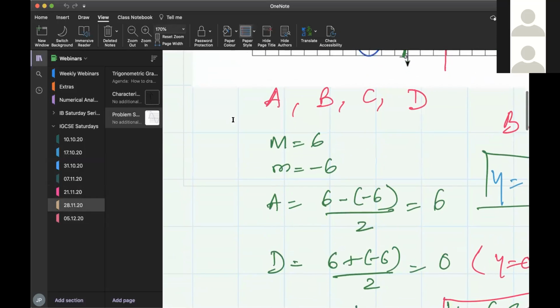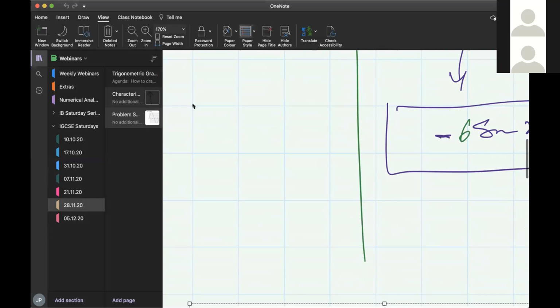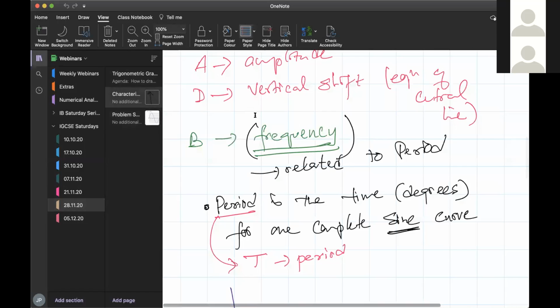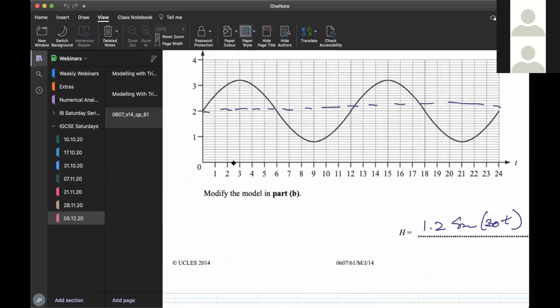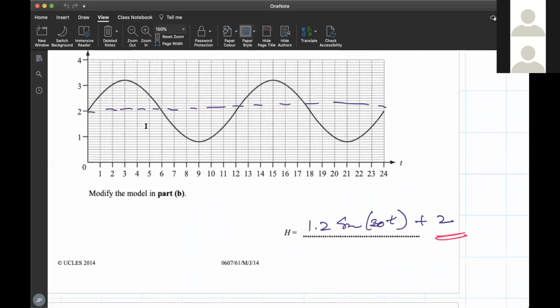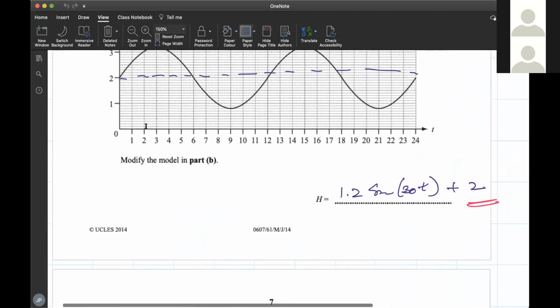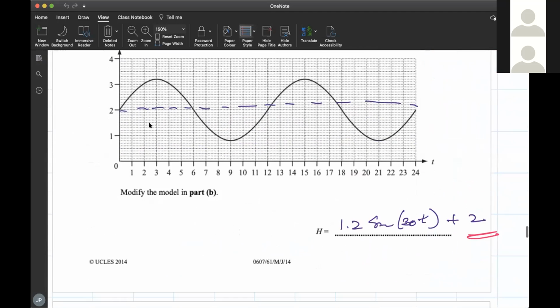We were identifying A, B, C, D, the vertical shift and all those things. We went through the characteristics very clearly. And today you're actually seeing, oh yeah, that made sense. Where did all that come from? It's all the application of that, which comes in Paper 6.